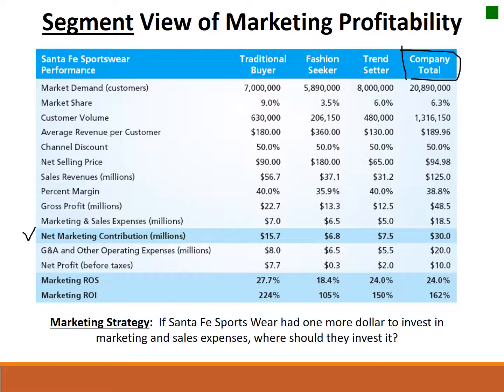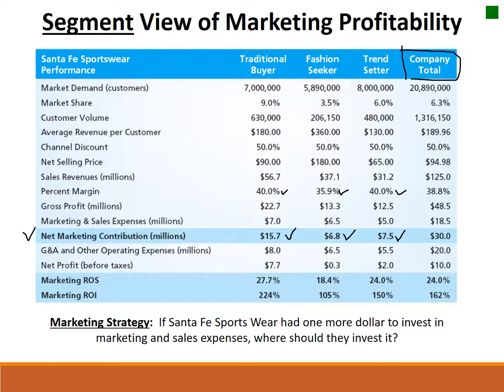We have different profitability levels for each one. So we have different percentage margins that we're able to charge and realize based on our cost structure. And we have different degrees of net marketing contribution here too. So traditional buyers, it would appear, are very profitable for us relative to our effectiveness in marketing to them. So the marketing work we do in that market segment is very effective.